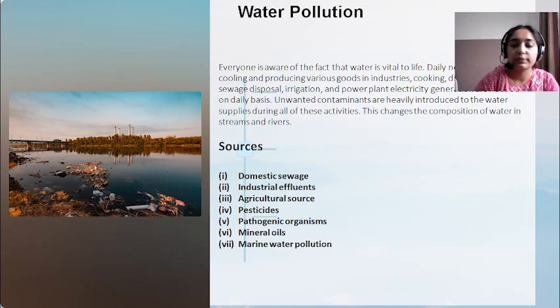Next, so these are the sources of water pollution. First one is domestic sewage, second is industrial effluents, third is agriculture source, fourth is pesticides, fifth pathogenic organisms, sixth mineral oils, seventh is marine water pollution.